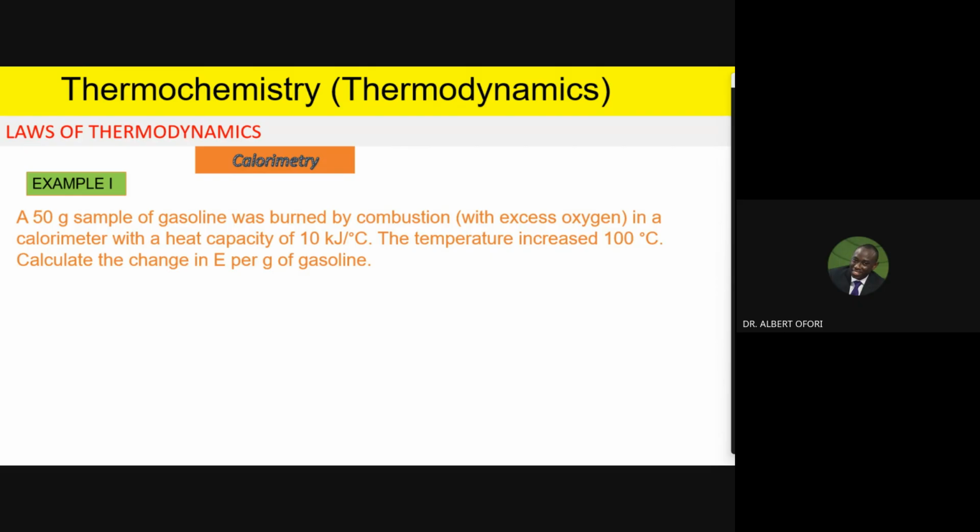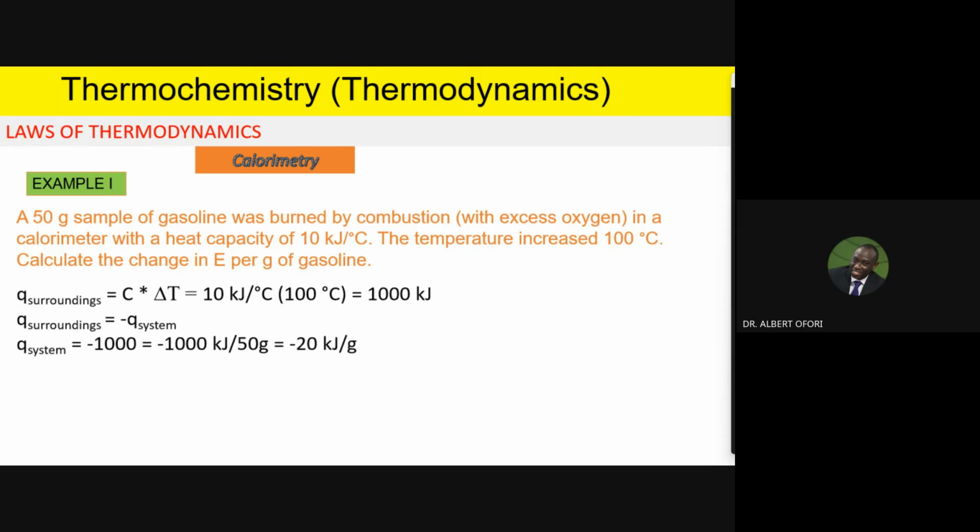So for example, we have a sample of gasoline, which was burnt by using combustion. That is why we are pushing the oxygen around for complete combustion. And that calorimeter has a heat capacity of 10 kilojoules. So of course, here the unit, the kilo, must be converted. Otherwise, your answer will be in kilojoules. Now it says that the temperature increases from 100, so it increases. Now what will be the change in energy per gram of that solute?